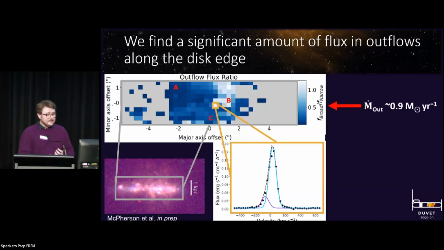And what we find is that there's a significant amount of flux in outflows along the disk edge. The velocities that we're seeing here are well below the escape velocity for the galaxy, so we expect that this gas is just going to be reaccreted. But it's a not insignificant contribution to the total mass outflow rate budget for the galaxy.